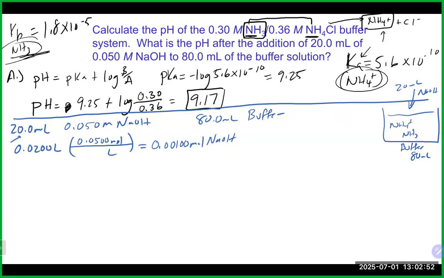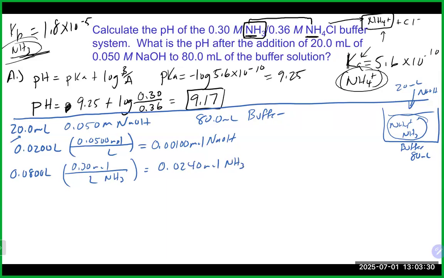We'll also convert our buffer components into moles. The buffer is made up of both of those things together in the same beaker, which means the 80 milliliters goes for both parts of the buffer. So 0.08 liters times the molarity of my NH3, which is 0.3 moles per liter. And that's going to get us here 0.08 times 0.3, 0.024 moles of NH3. We'll do a similar calculation here for our NH4 plus, also 80 milliliters.